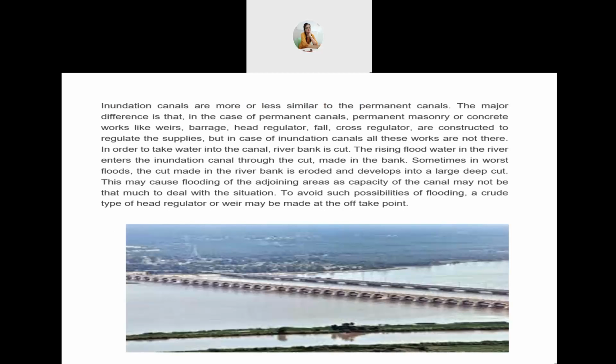So here I've shown you a picture of an inundation canal. I know it's not clear, but this is what I found more relatable to canals, an inundation canal. You can Google it if you want.